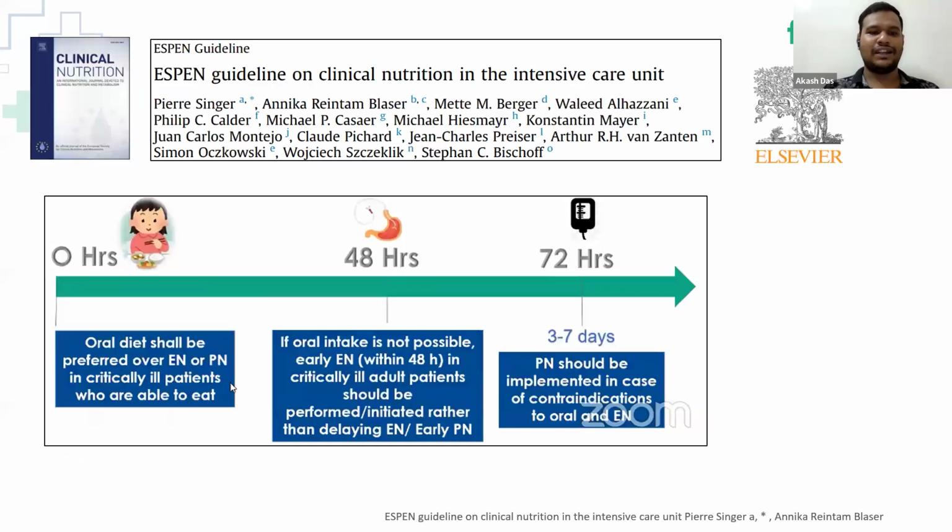So this is what ESPEN tells. Within the first 48 hours, an oral diet shall be preferred over enteral nutrition or parenteral nutrition in critically ill patients who are able to eat. If oral intake is not possible, then critically ill patients should be started on enteral nutrition or early parenteral nutrition. And if it is 72 hours, or 3 to 7 days, in which you have not started enteral feeding, parenteral nutrition should be started in those cases.